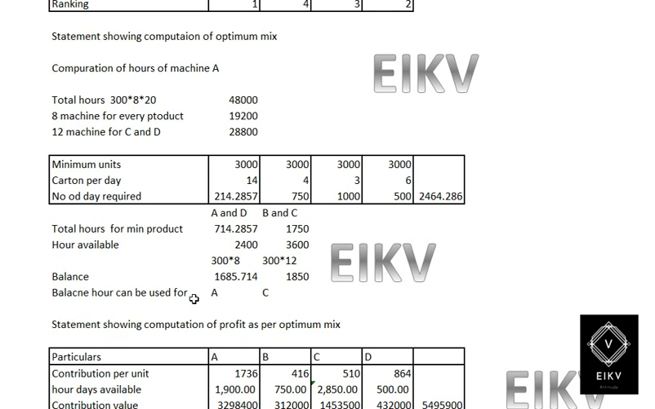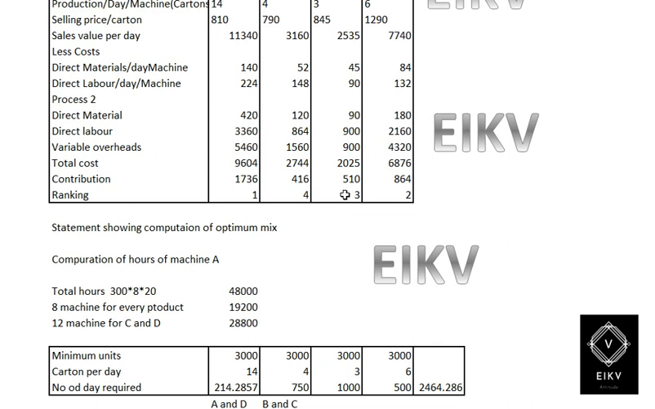So balance hours shall be allocated for product A and product C. When we check the ranking, we can know that there are only 8 machines which are all-purpose machines, and on those machines we can produce product A and product B, and on the other 12 machines we can produce B and C.